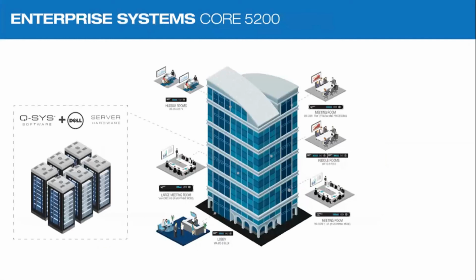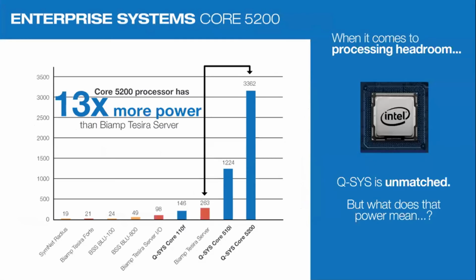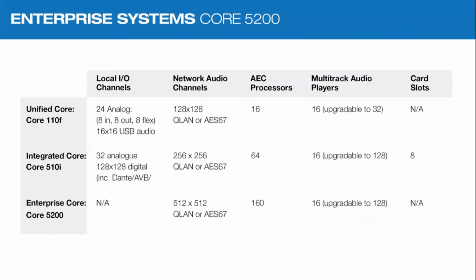But the Core 5200 really enables IT-centric AV design. So we can plonk this server in our server room and connect it to our building network, and it's something that IT people do understand. The Core 5200 is roughly 3 or 4 times more powerful than a Core 510 from its DSP processing perspective. And we have up to 160 AEC channels and 512 by 512 QLAN or AES67.